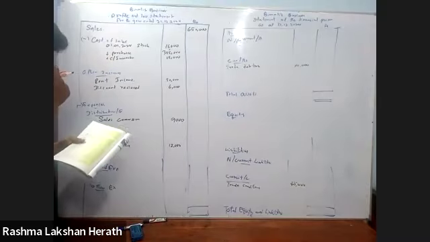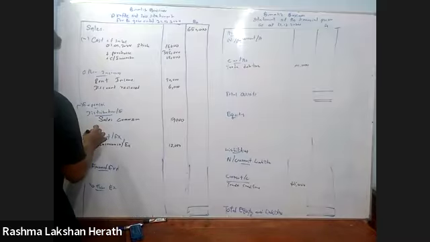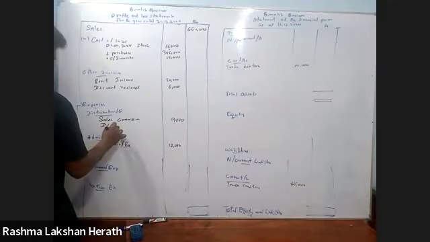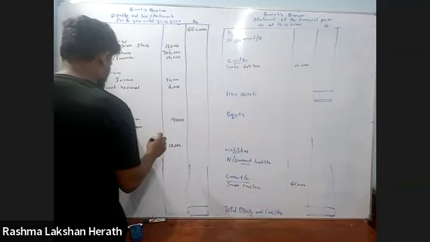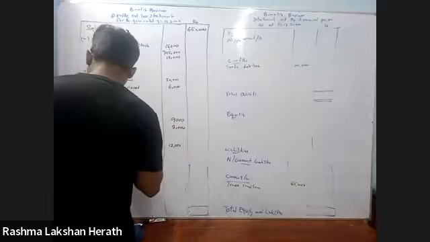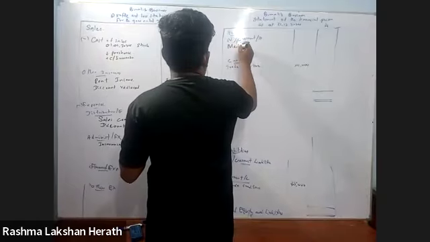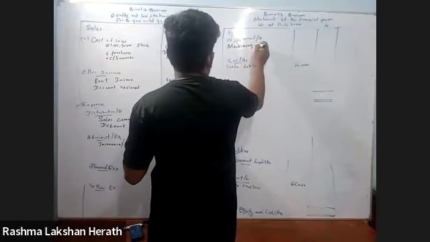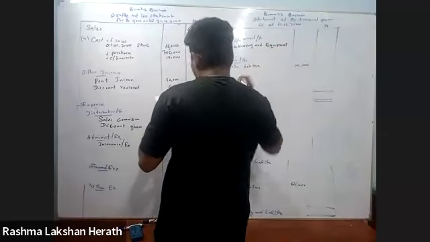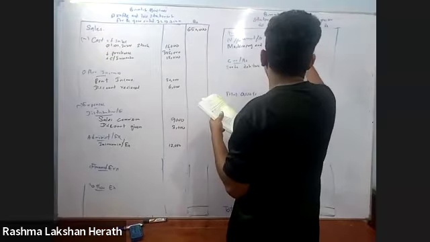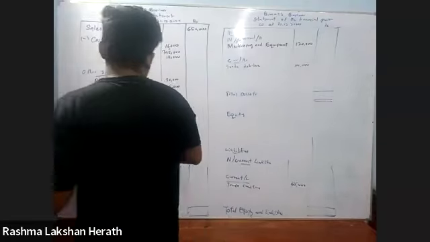And also discount given, it is also a selling purpose expense, discount given, it is 3,000. And machinery and equipment, it is non-current assets. Machinery and equipment, it is 120,000. And buildings is 500,000.